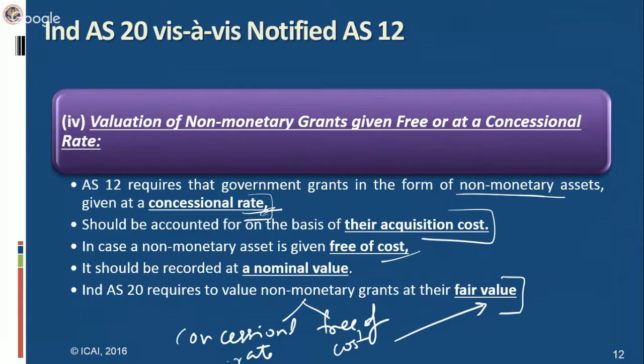The asset has a value which is more than a nominal value, but just because we have received it free of cost, it does not mean that the benefit we are going to receive from those assets will be nominal. So it is required as per Ind AS 20 to recognize such assets, though received free of cost or at concessional rate, at fair value. So this is the difference between AS 12 and Ind AS 20.